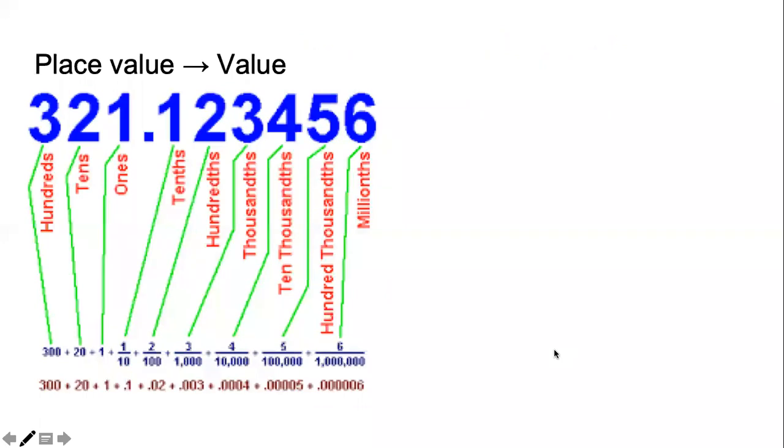Using the structure, using the detailed description of the decimal number, we can find out its value. For example, if the number is 321.123456, its value will be 3 into 100, because it is the hundreds place. Second one is 2 into 10, tens place. This is 1 into 1. And then the others are written here.